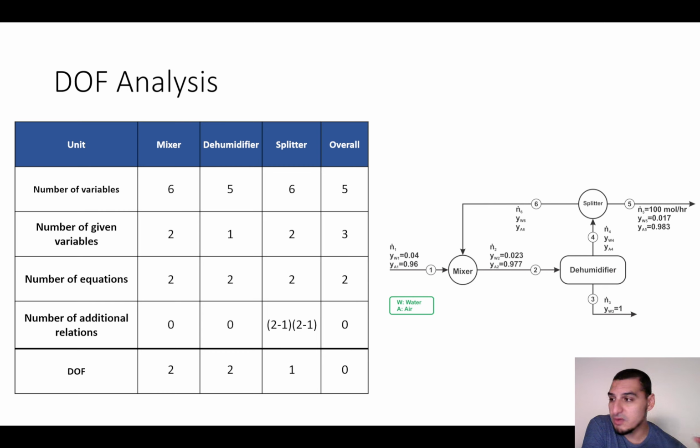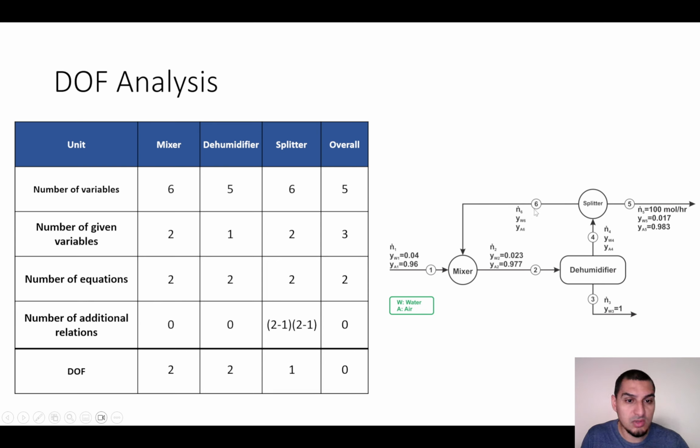But there is one trick that we can play, which is using the relation that we know about the splitter, which is that the composition of stream 5 equals that of 4 and of 6. So we can use these compositions in streams 4 and 6. Again, we didn't do this in the beginning because we were just doing the degrees of freedom analysis. Once we do the solution, we have to use this relation. So we are using this relation by putting the information here.